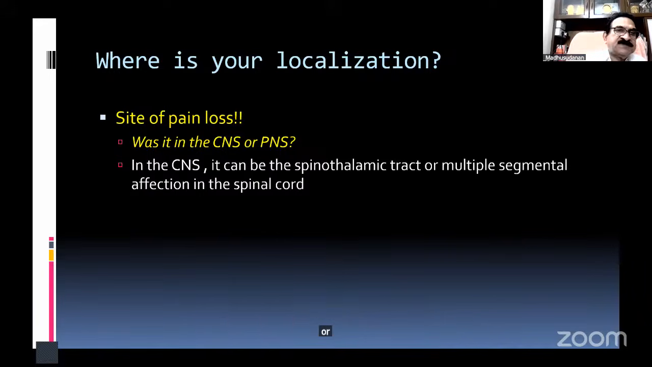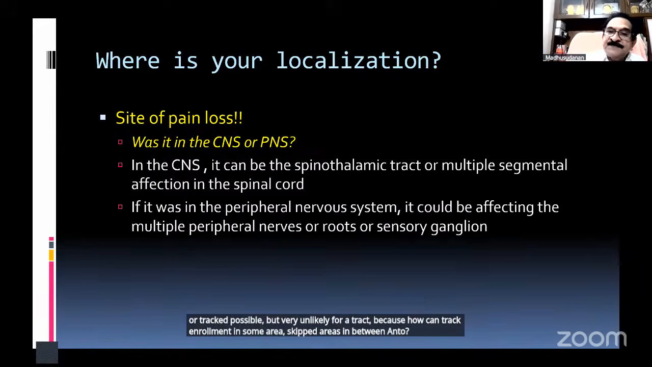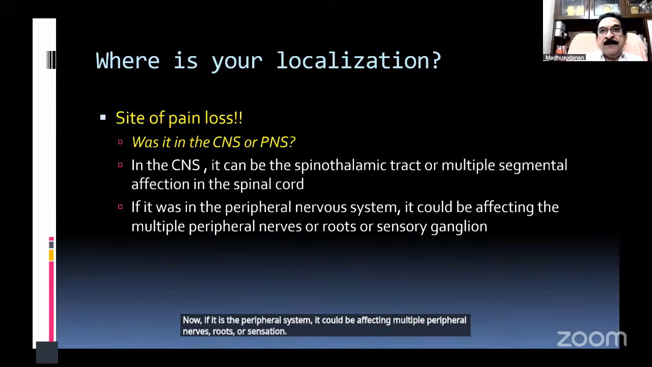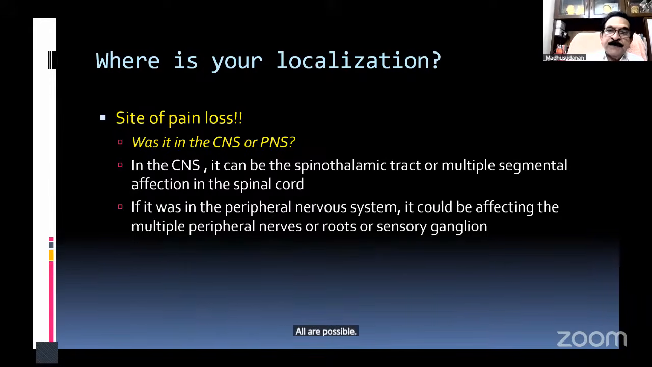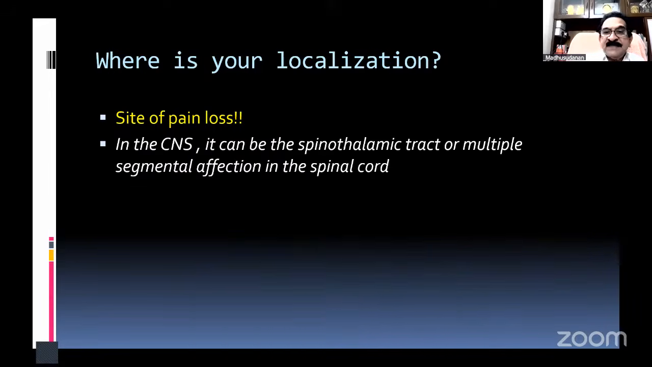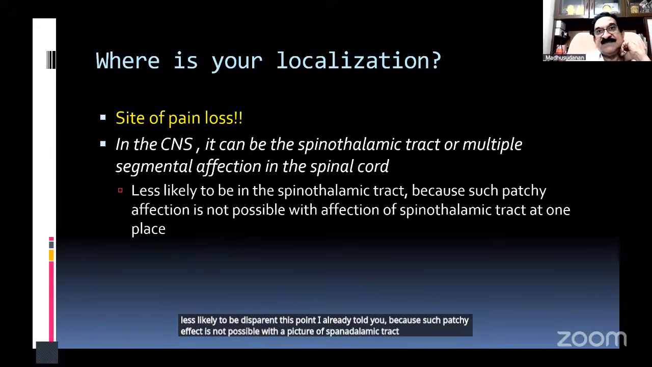A tract is possible, but very unlikely, because how can tract involvement skip areas in between? Now, if it is the peripheral nervous system, it could be affecting multiple peripheral nerves, roots, or sensory ganglia. All are possible. Now, let's come to the site of JPS loss. Again, the question is whether it's part of a peripheral neuropathy or a posterior column affection. In the CNS, as I told before, it can be the spinothalamic tract or segmental. Less likely to be the spinothalamic tract, as I already told you, because such patchy effects are not possible with affection of the spinothalamic tract at one place.